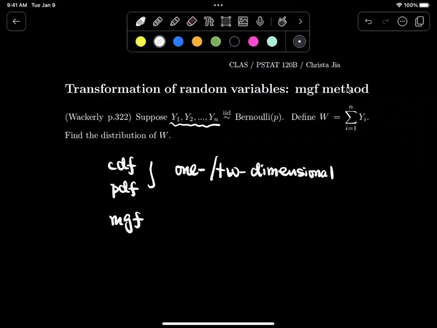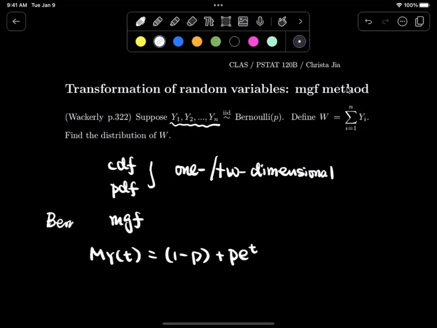So let's begin. y1 through yn, they're all Bernoulli. So what I would do is go to the formula sheet and pull up the Bernoulli MGF. Let's pause the video for a moment to do that. I pulled out my formula sheet and I found that the Bernoulli MGF looks like this: 1 minus p plus p times e to the power of t. So this is for Bernoulli.